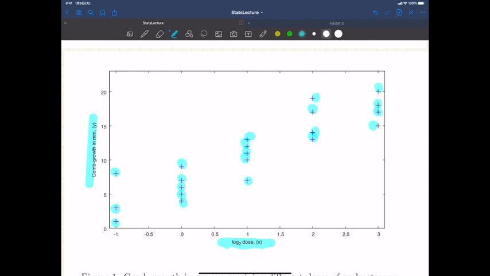So maybe we see some relationship, right? If we increase the dose, the comb growth will also increase. So there is sort of a linear relationship. Our goal here is to find exactly what kind of linear function this is. In order to decide a linear function, we need to find the intercept and the slope. So there are two parameters to be determined from this data.